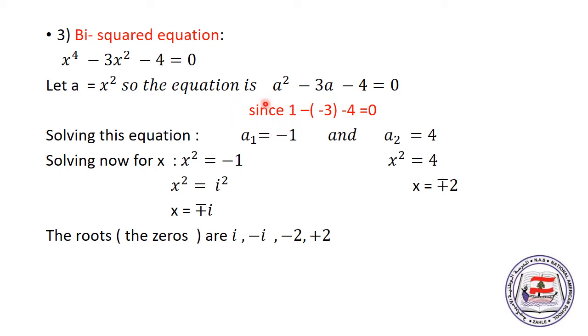Solving now for x. So replacing a by x squared, it's x squared equal to -1 or x squared equal to 4. Solving this equation, x squared equal to -1 admits imaginary roots. So replacing -1 by i squared, we get x equal plus or minus i. For the equation x squared is equal to 4, we get x equal plus or minus 2. So this bi-squared equation admits 4 zeros: 2 imaginary roots, plus or minus i, and 2 real roots, plus or minus 2.